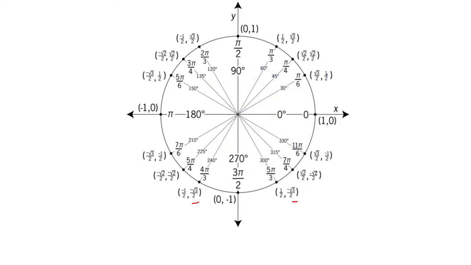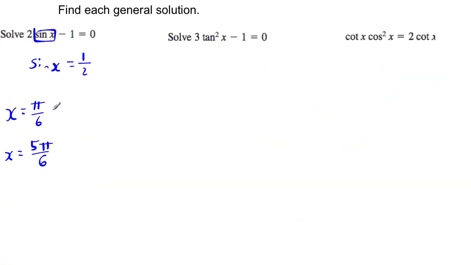So when we have those multiples there, we're going to add a certain amount. So I'm going to write 2n pi. This n stands for any integer value. So when n is 1, I add 2 pi. That's the next coterminal angle. If n is 2, that's 4 pi.